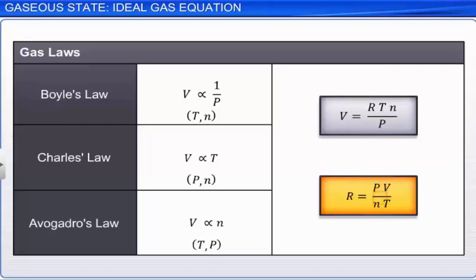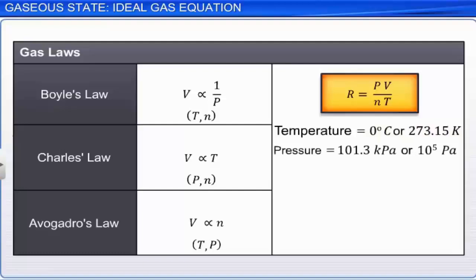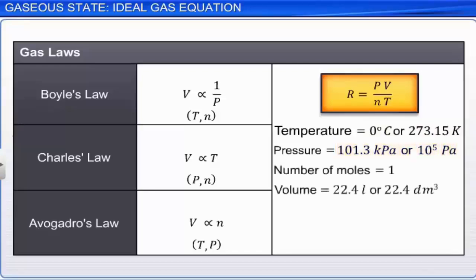For example, under standard conditions of temperature, that is 0 degrees Celsius or 273.15 Kelvin, and pressure, that is 1 atmosphere or 101.3 kilopascal or 10 to the power of 5 Pascal, 1 mole of a gas occupies 22.4 liters or 22.4 cubic decimeter. On substituting the values in the equation, we can get the value of R as 8.314 joules per Kelvin per mole.